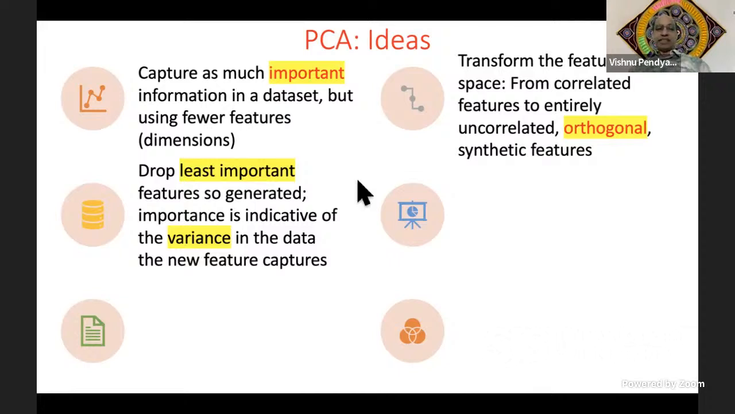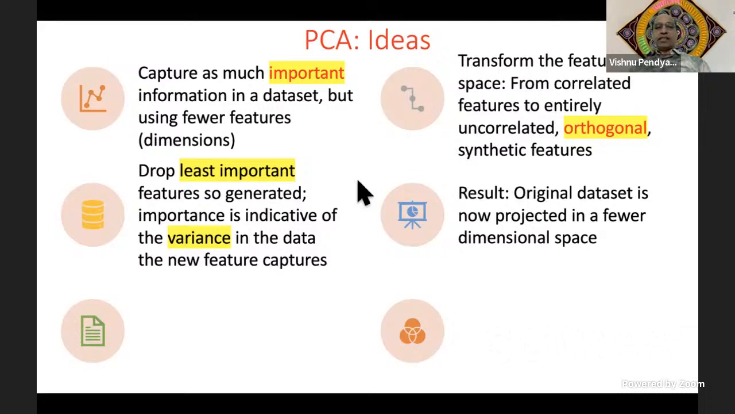So those kinds of things, we look at in the synthetic feature set, not the original feature set. And then we drop the less important features. So the result is the original data set is now projected in a fewer dimensional space.